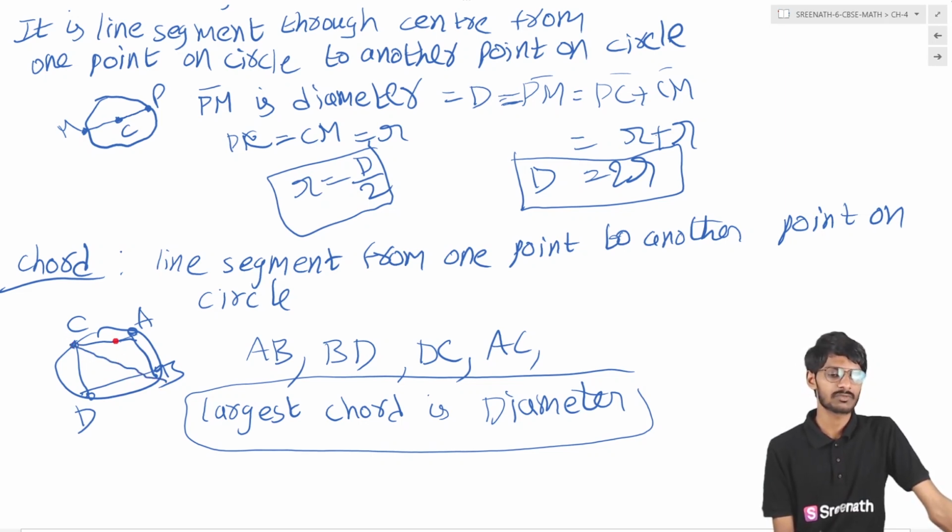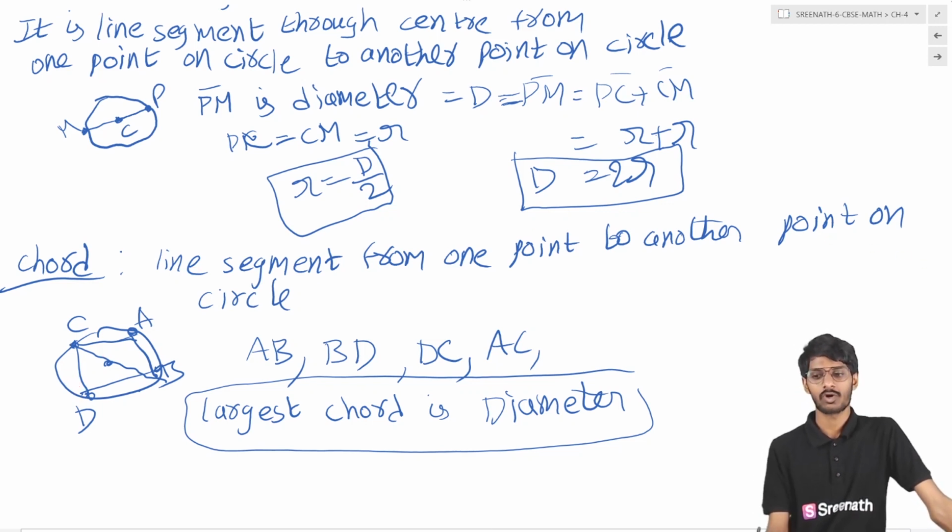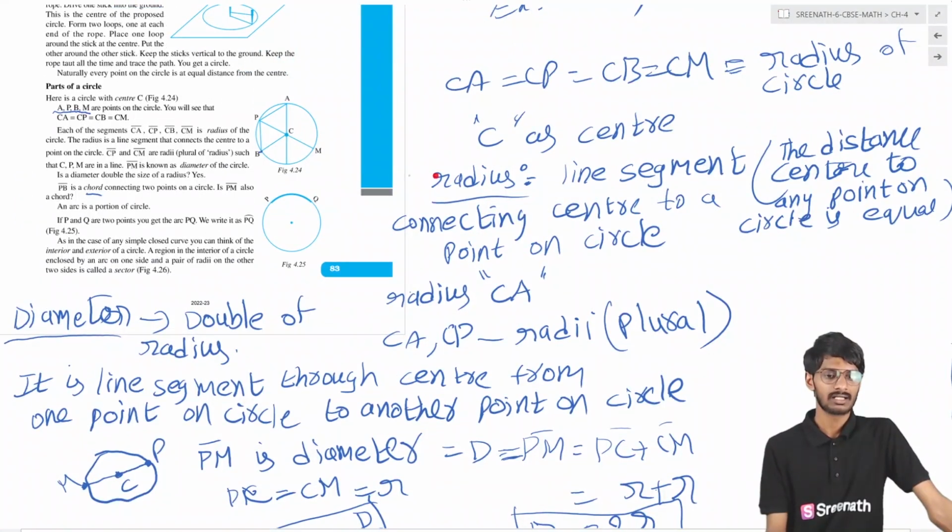Okay students, the distance from this point to this was small, this point to this is also smaller, this point to this also small, but the distance from this point is very large, so it is passing through the center. Largest chord is the diameter, and a chord is a line segment from one point on the circle to another point, friends. Okay, that is about chord.